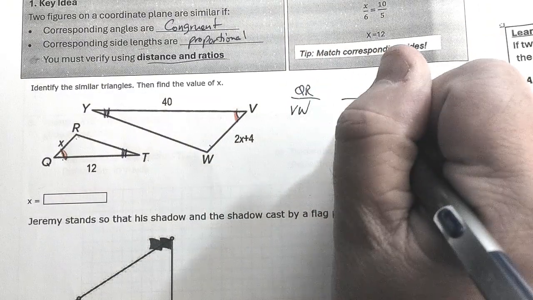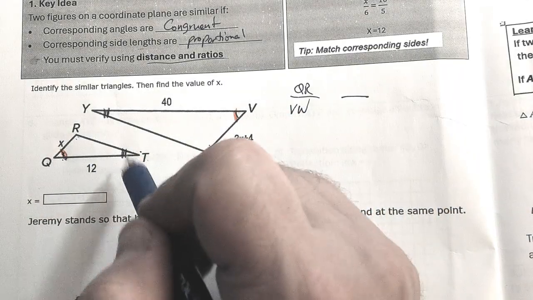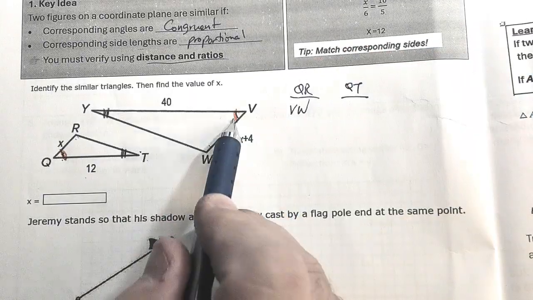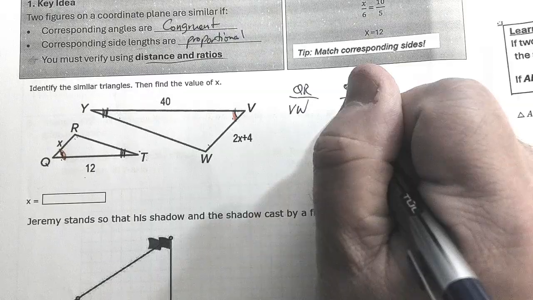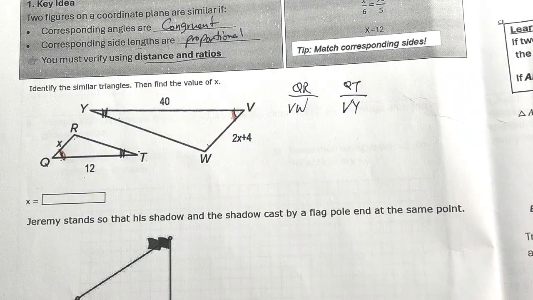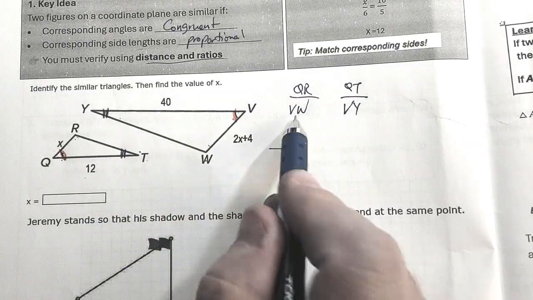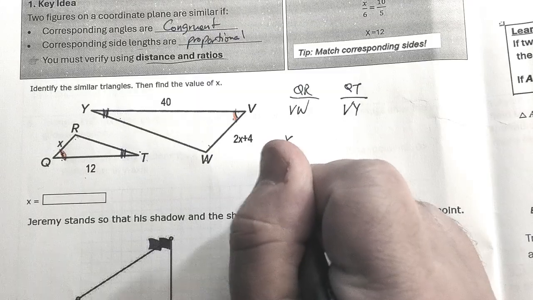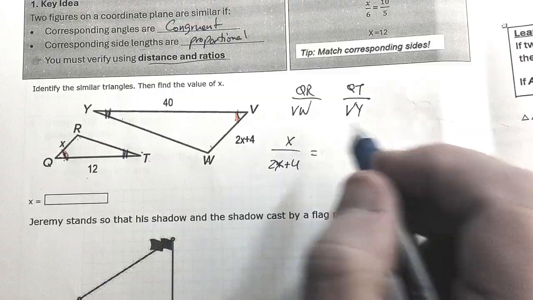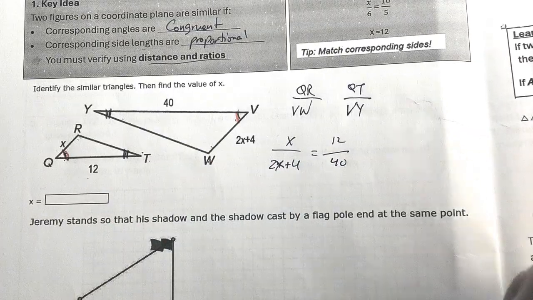And then on the other side, we got QT, orange purple, which is 12, and over here VY. All right, so let's fill in the numbers. We got x for QR, and over here, that's 2x plus 4. On the other side, QT is 12, and then VY is 40. And we're going to cross multiply.